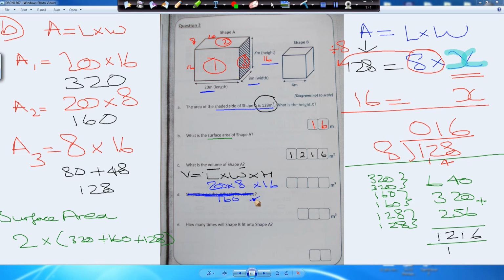So 160 times by 16. Now 160 times by 16, how do we work this out? Should we use the partition technique? Harun suggested partitioning. So we could do 160 times by 10, 1,600. And then we do 160 times by 6. And who's worked out 160 times by 6? Is it 9,000? Let's quickly work it out, 160 times by 6 up here.